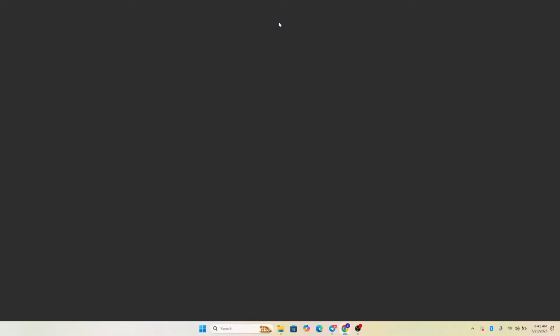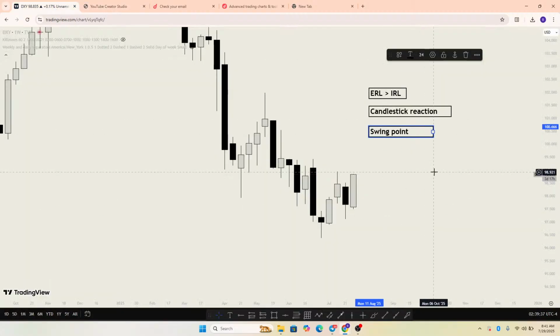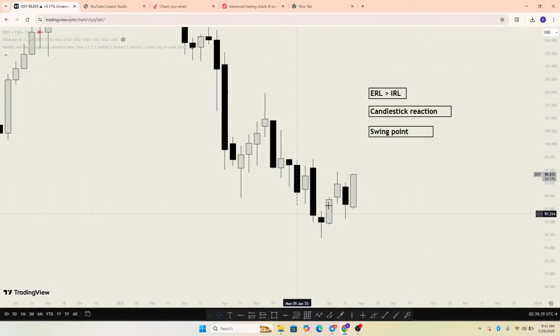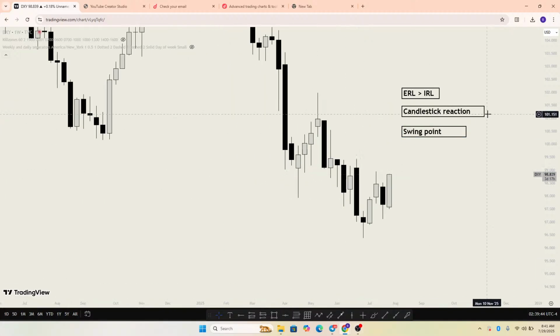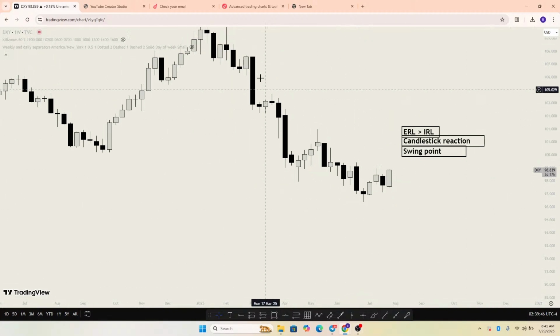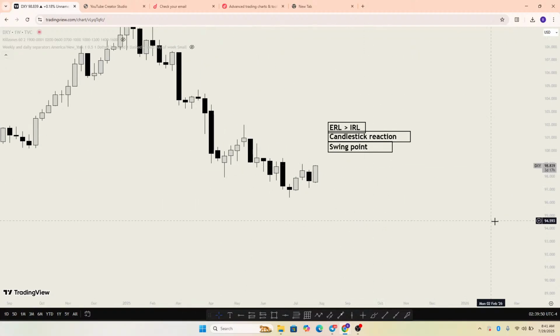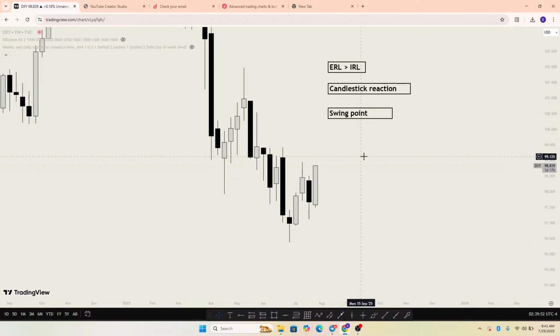So now, for you to use the internal to external range liquidity, you have to look out for the current price in the market. And this current price is anything between this leg in the market. These are the current price leg. So you have to also look out for the internal and external range liquidity at the price leg.